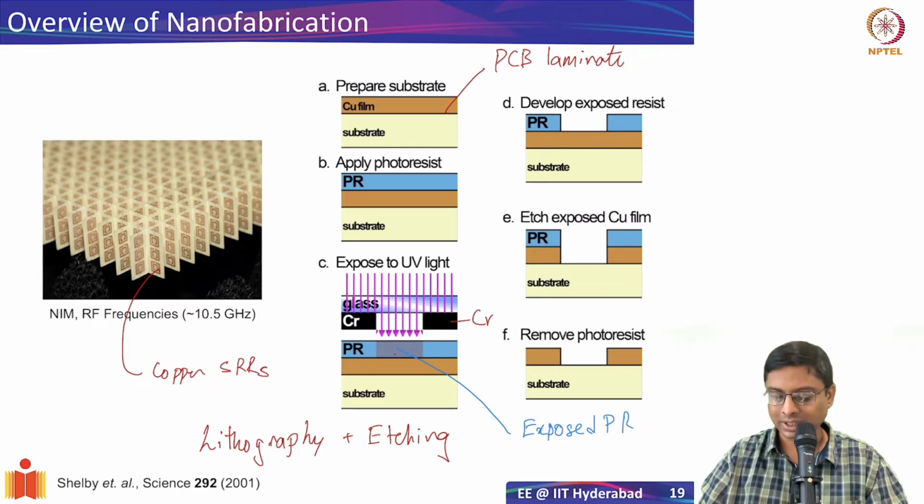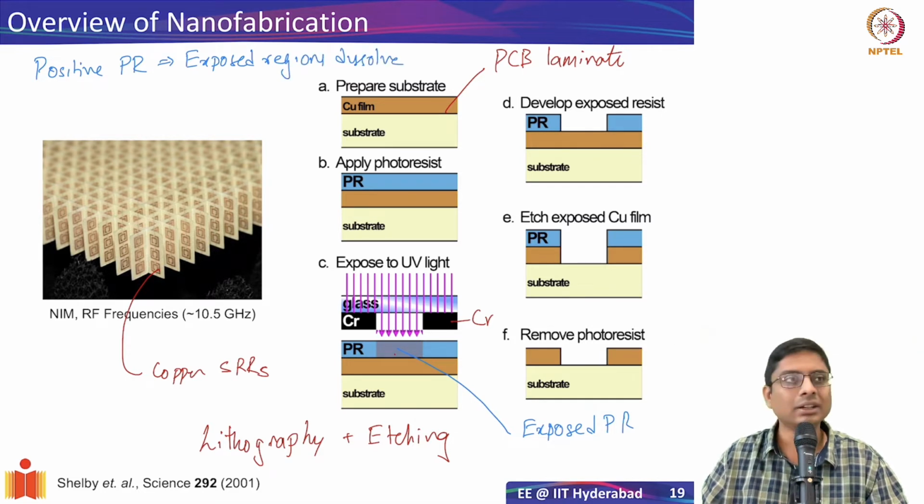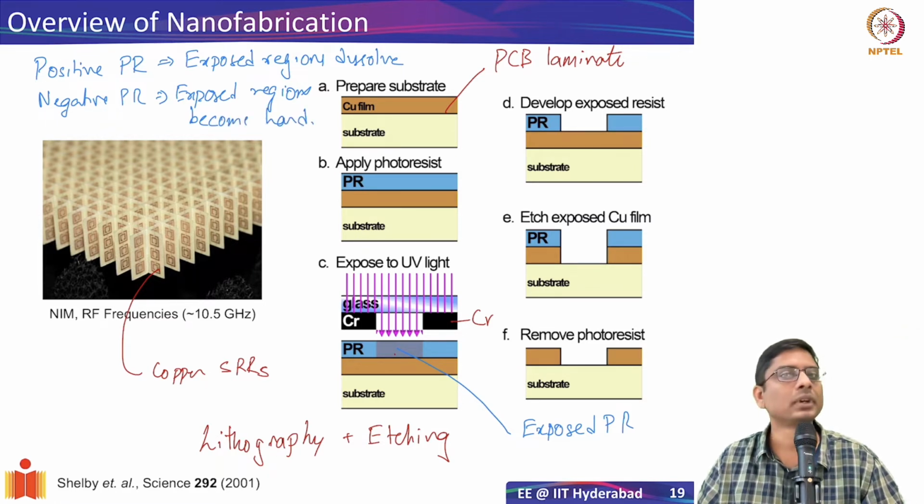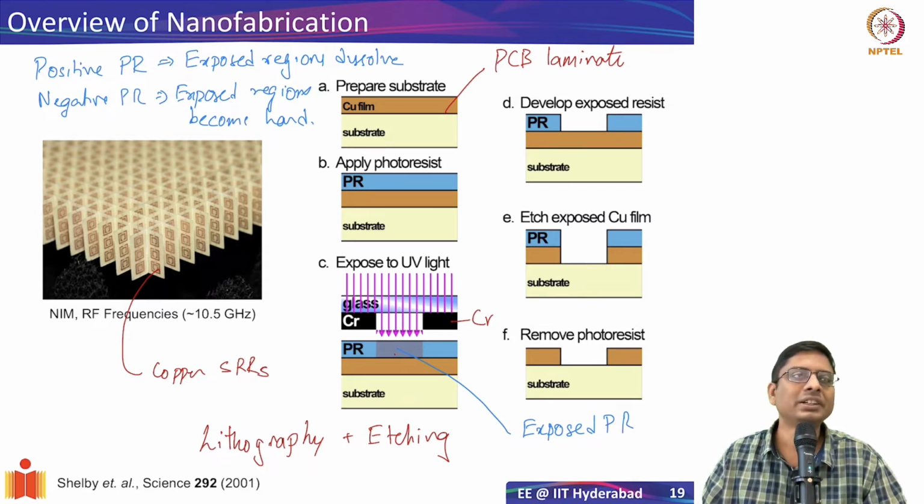For example, I have what is called a positive photoresist, positive PR, which is essentially where exposed regions dissolve. But sometimes we want a negative photoresist, negative PR, where exposed regions become hard. So you can have that, because a negative photoresist will be the opposite.